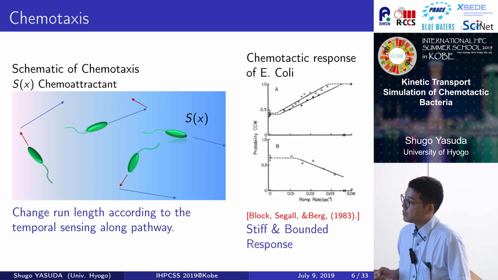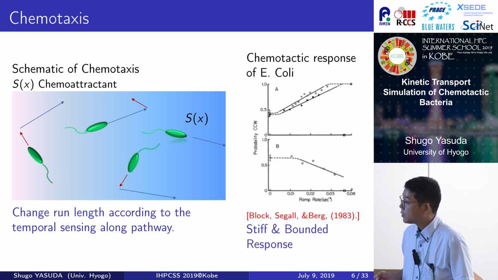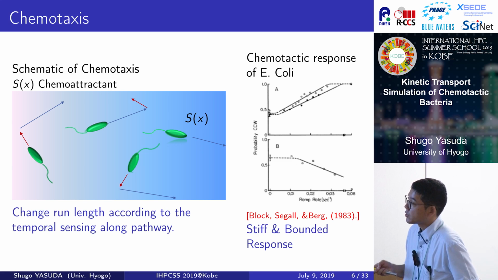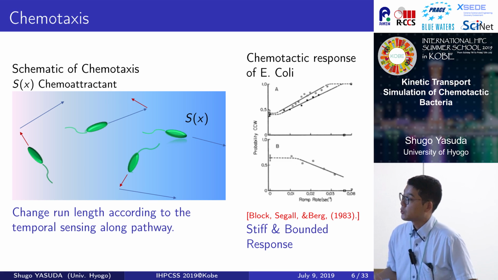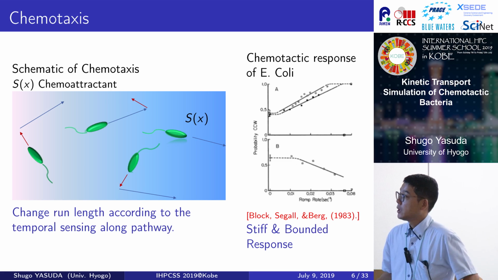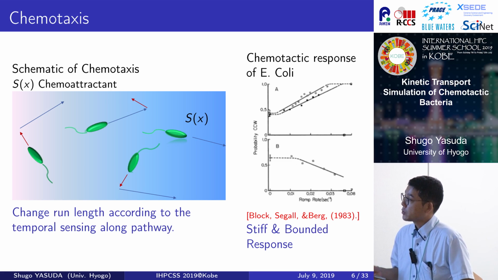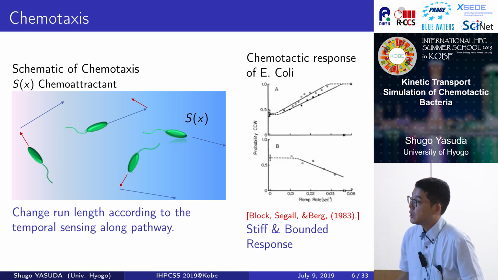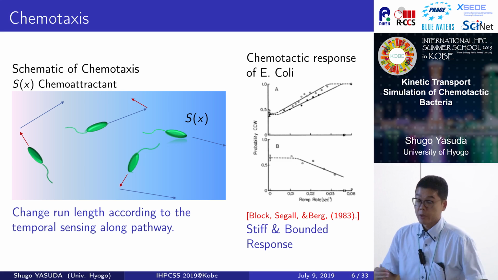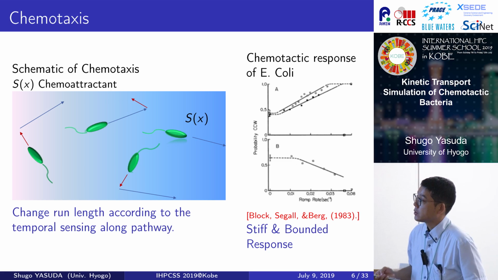Now when the bacteria are moving toward the low chemical concentration region, in this direction, they often create tumbles, and they make the run length shorter. On the other hand, if the bacteria are moving toward the rich chemical concentration region, they make run lengths longer. As a result of these individual motions, the bacteria collectively migrate toward the rich chemical regions.